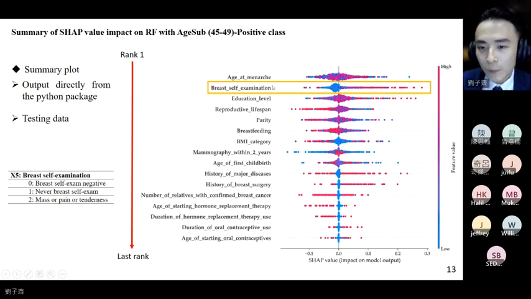Next, here we can see the feature value. This feature value is not the SHAP value. This feature value means the exact value of the features for each sample. For example, we can look at the breast self-examination. In our breast self-examination feature, we have 3 class codes: 0 represents breast self-exam negative, 1 represents never breast self-exam, and 2 represents mass or pain tenderness. So these colors indicate the values when we input them to the models.